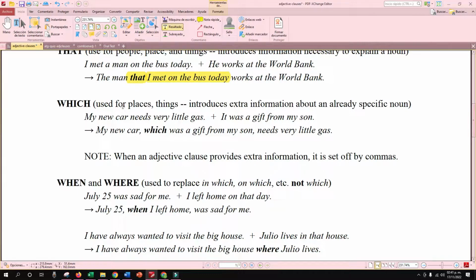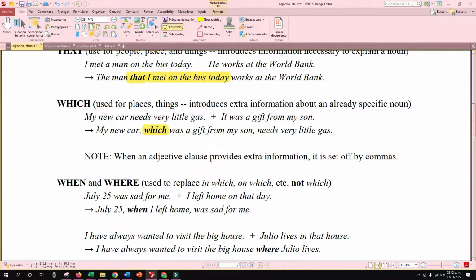Also, you have which, used for places and things. It introduces extra information about an already specific noun. My new car needs very little gas. Or, it was a gift from my son, right? That is the other one. So my new car, which, you're talking about what? About the car, so about a thing. So my new car, which was a gift from my son, needs very little gas. If you say my new car needs very little gas, that is a complete meaning, right? You don't need another sentence.